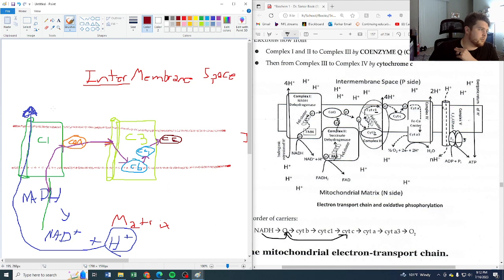So we go from complex 1 to CoQ, and we pump up hydrogen through complex 1. Coenzyme Q brings it over to complex 3, and cytochrome B and cytochrome C1 are both part of complex 3. They pass the electrons, and then pass it on to cytochrome C. And then during that process, more of these hydrogens that are here in the matrix are coming up through and getting pumped into the intermembrane space.